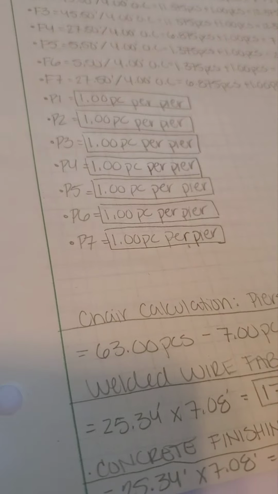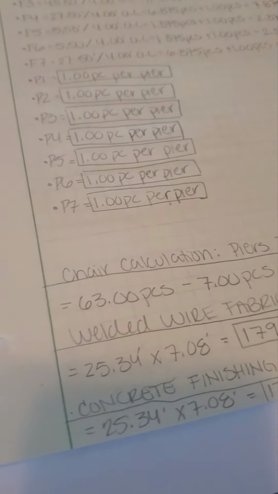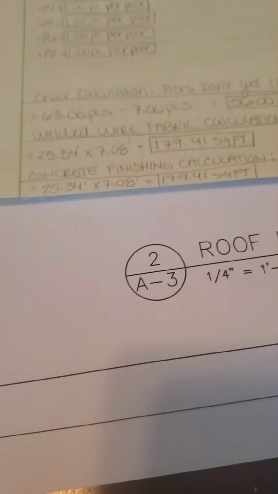Now, your chair calculation is very simple. Your chairs don't get piers. So whatever number you get up here for your grade stake, just subtract out the number of piers you have, and that should give you your total.